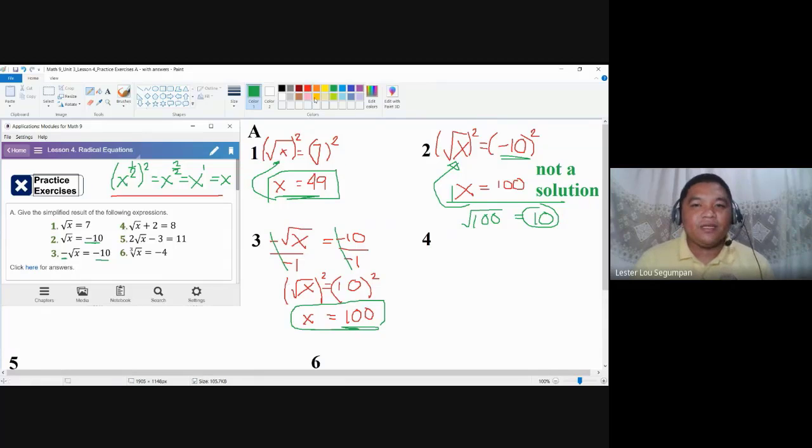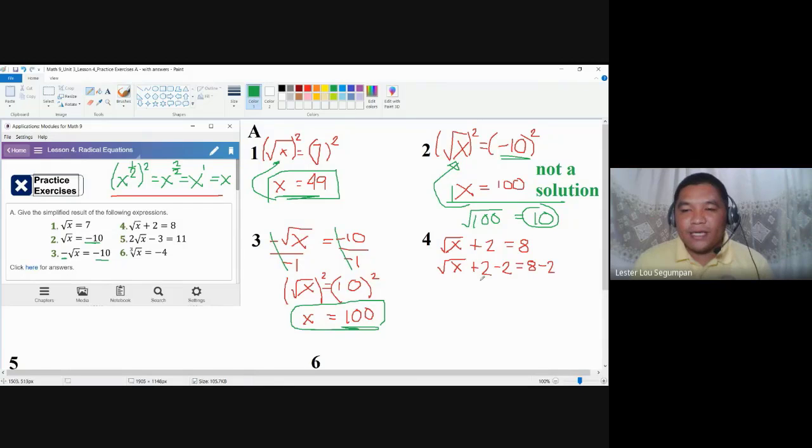Number 4. In number 4, what is added to the radical expression on the left-hand side is an integer 2. You may say, I could square both sides of the equation, sir. You may do that. And since you already know how to square a binomial, you may create a perfect square trinomial there. But of course, you could always do this. We could remove the 2 here by subtracting 2 on this side and applying the properties of equality. We also subtract 2 here.